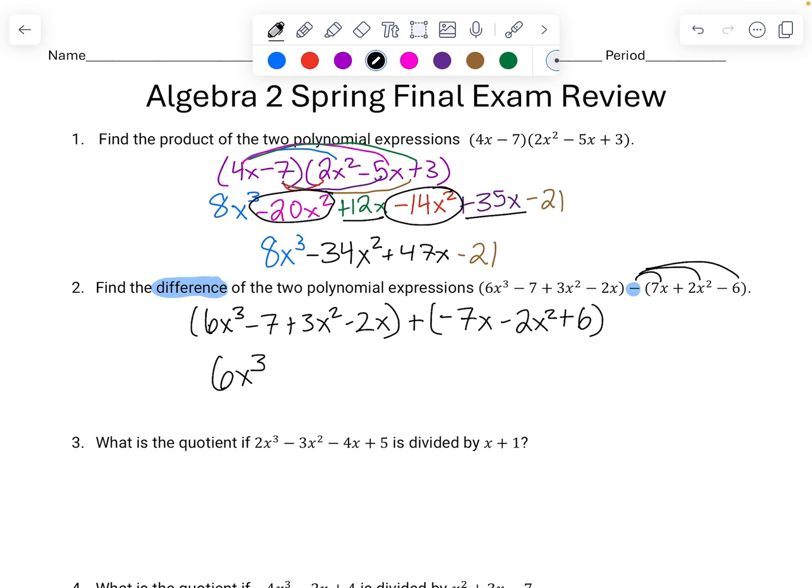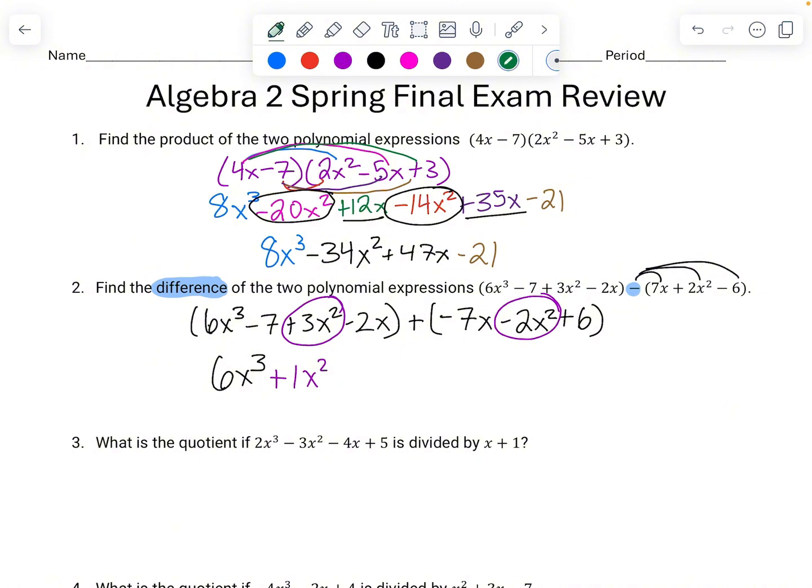Now I'm going to move on to the x squared terms, because I want this to be in order, because I have OCD. So I'm going to keep this in order. I have a 3x squared here, and then I have a negative 2x squared here. So positive 3 minus 2 gives me positive 1x squared. And you don't have to write the 1. If you want to, great. If you don't want to, also great.